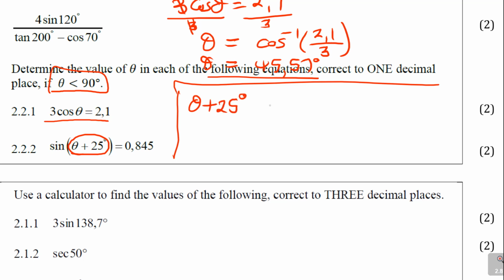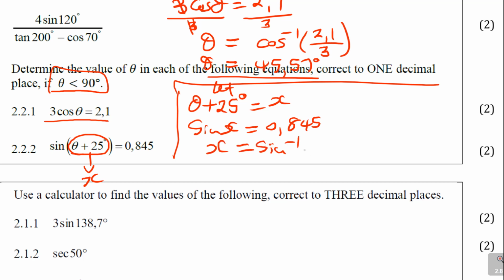Let me say let this be equal to x. So what do you have? We have sine x. I said let that thing be equal to x. I just want to show you how easy it is not to confuse yourself. You say sin x is equal to 0,845, and then after that you say x is equal to arcsin 0,845. You see, it's easy to get that angle x.